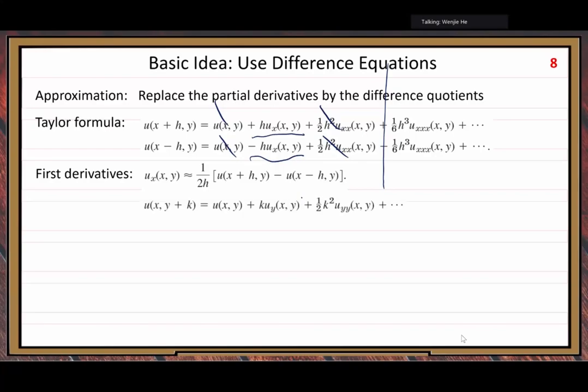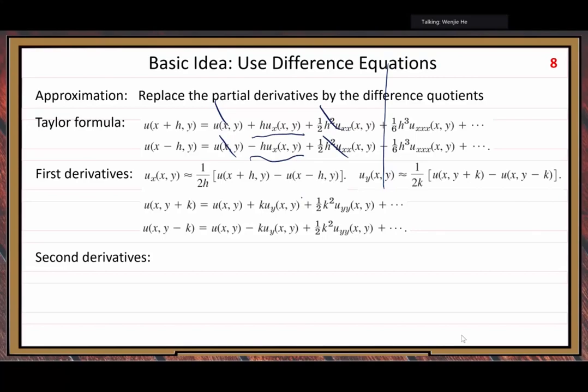Similarly, we want to calculate an approximation for the partial derivative with respect to y, the first partial derivative with respect to y. This time we apply the Taylor formula on variable y, so plus k and minus k. Then with cancellation, we have partial u partial y, the first partial derivative, in that expression.